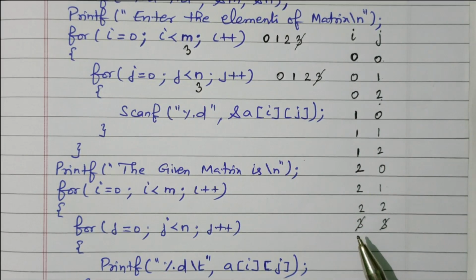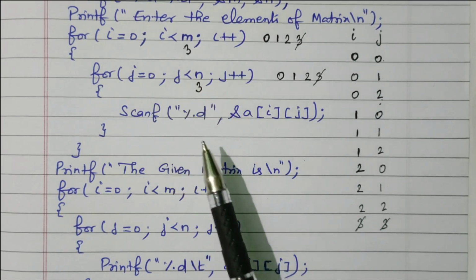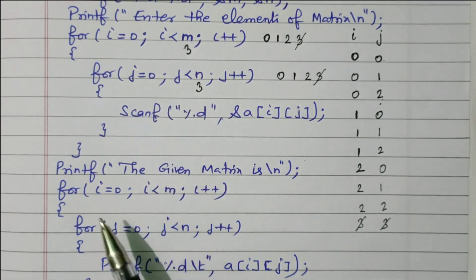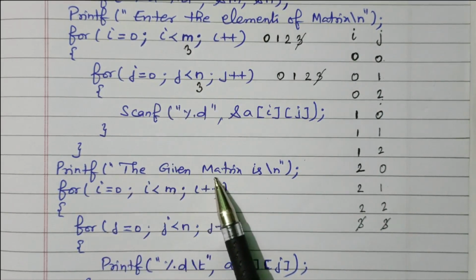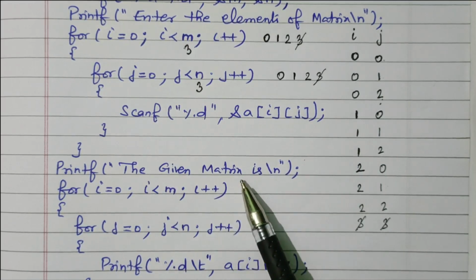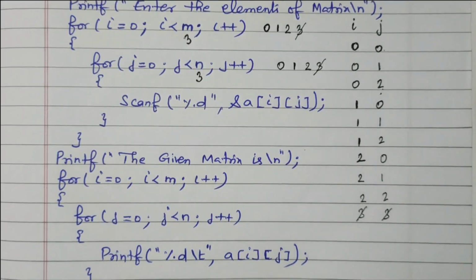Now what is the next step? We need to display the matrix. So the same for loop we need to repeat. Here scanf reads the data; now printf we need to print the data. Printf "the given matrix is". This \n indicates that after printing this it will go to the next line. The matrix will be printed in the next line, right?